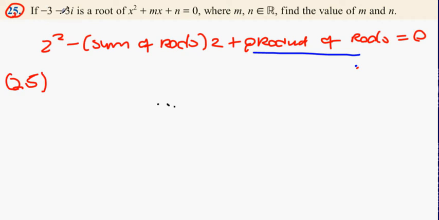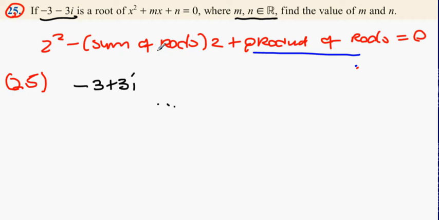Minus 3i is a root of this, x squared plus mx plus n, where m and n are real numbers. Find the value of m and n. So, it says m and n are real numbers. This means that these aren't complex coefficients, they're real numbers. Okay, so that means that the conjugate has to be the other root. So it's got to be minus 3 plus 3i.